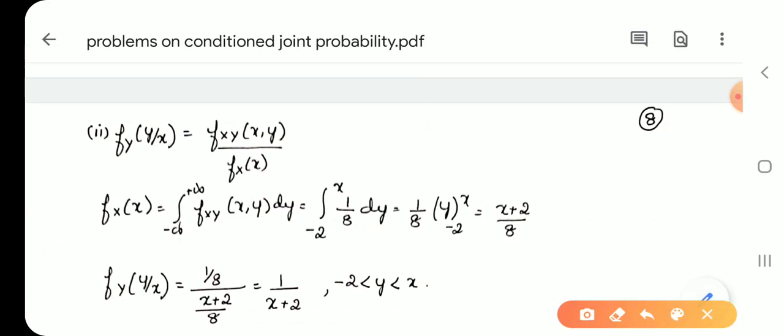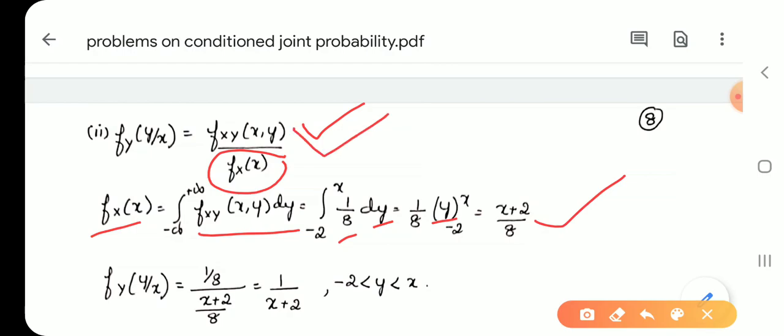It is given by the formula fxy of x comma y by fx of x. For that we require the marginal PDF fx of x. Fx of x is given by the integral from minus infinity to plus infinity of fxy of x comma y dy. Fxy of x comma y is 1 by 8, dy. When you integrate, you get y, apply the limit, and you get the value x plus 2 by 8.